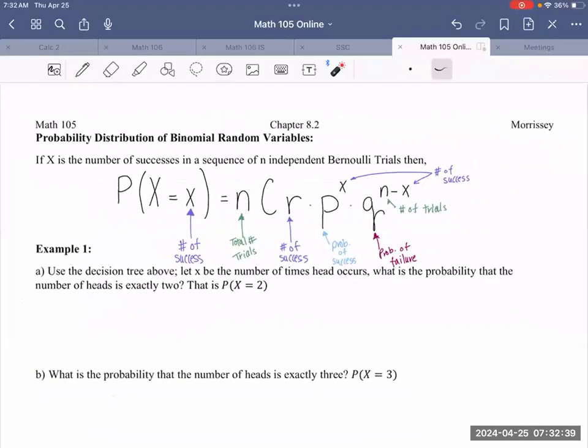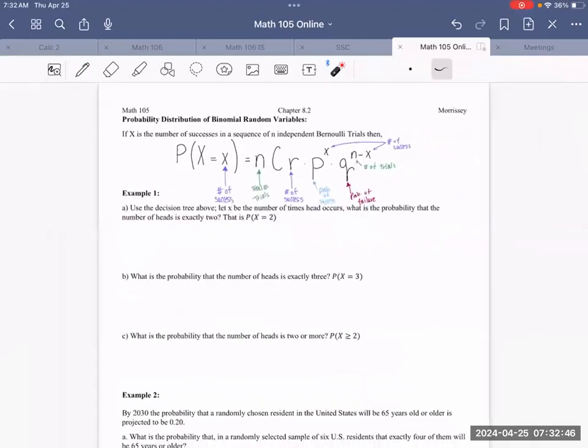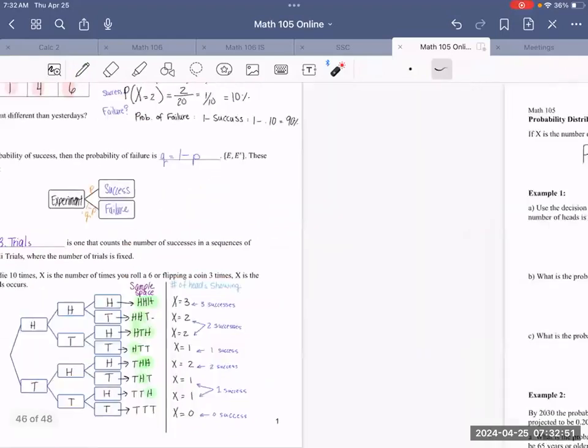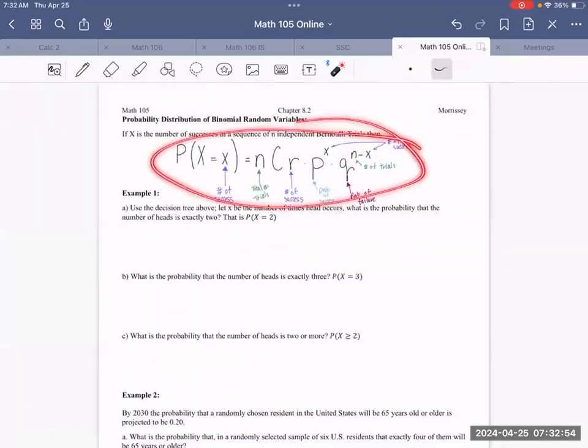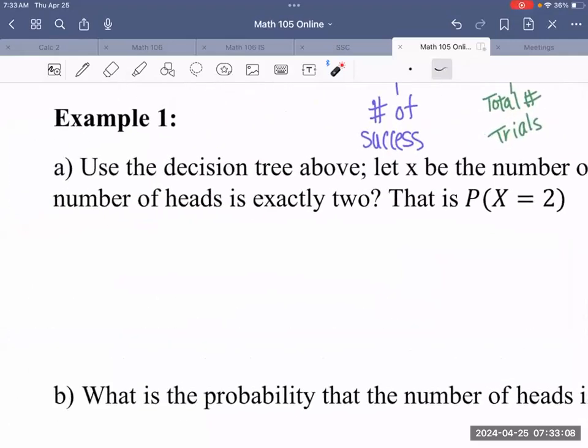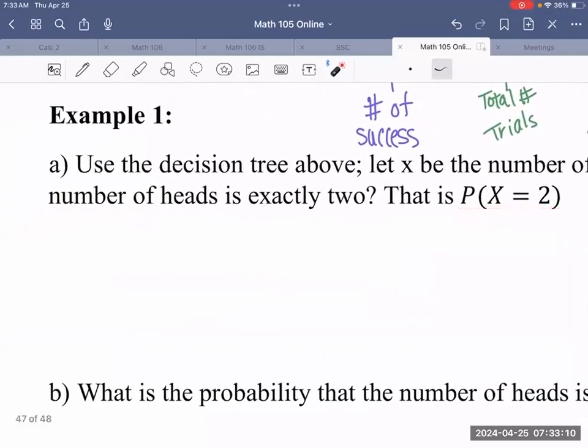So let's try it in example one. Now we're not going to do too many tosses. We'll just keep it basic with the 3. But this is really great when you have more, like when a decision tree isn't a great fit. So example 1 says, use the decision tree and let x be the number of times a head occurs. What is the probability that the number of heads is exactly 2? So what we're looking for is the probability when your success is 2.